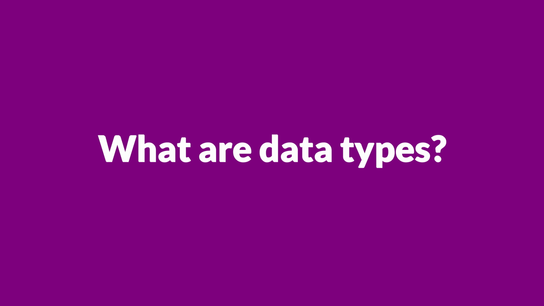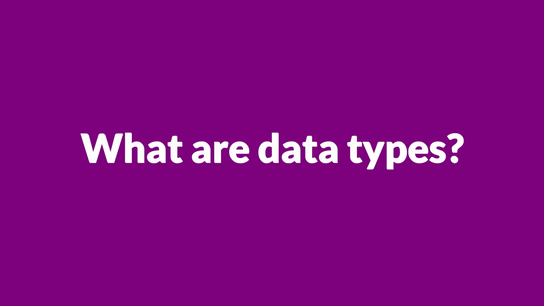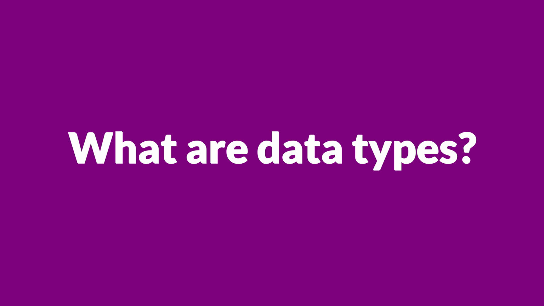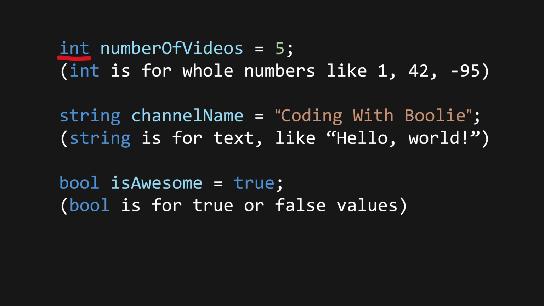So what are data types? Now let's talk about data types real quick. A data type tells your program what kind of information you're storing in a variable. Here are some of the most common data types in C#. Int is for whole numbers like 142 or -95. As for string, it's for text like hello world. And bool is for true or false values.